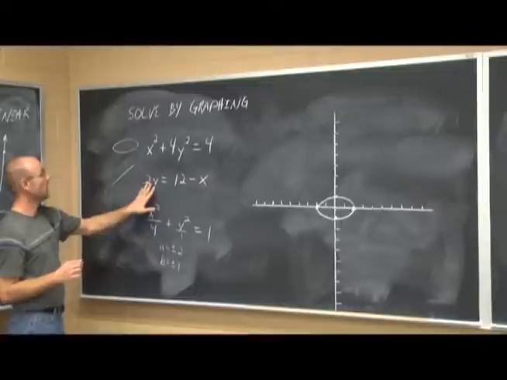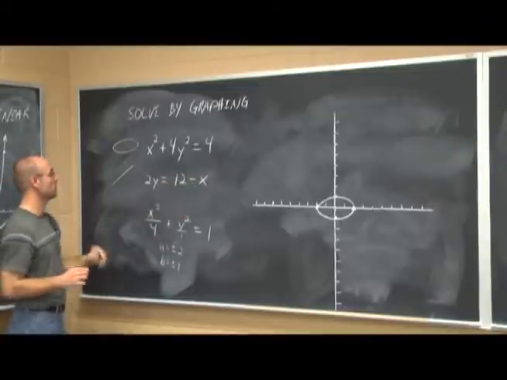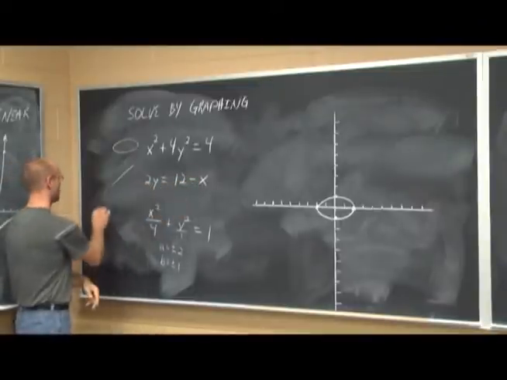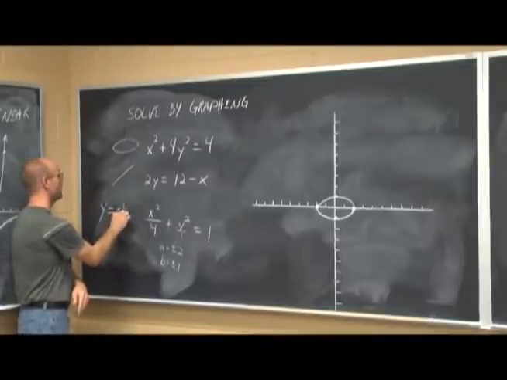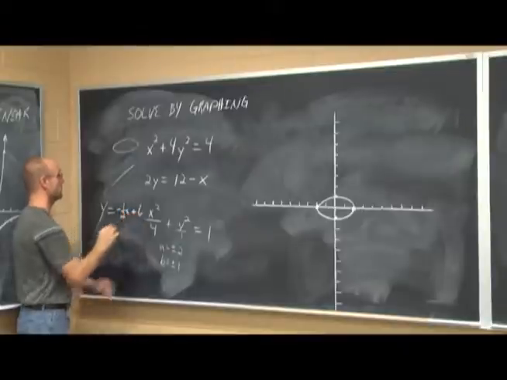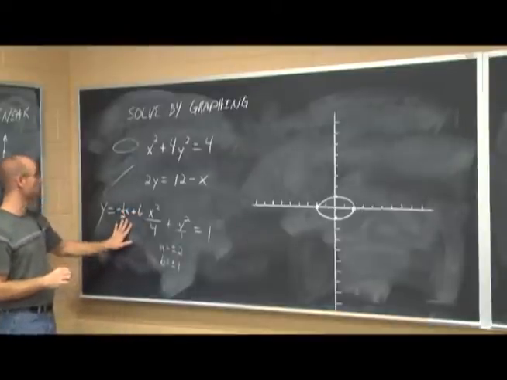I'm just going to rearrange this, put the x term out front, and divide everything by 2. So I get y equals negative 1/2 x plus 6. Here's my equation. I can graph this easily enough.